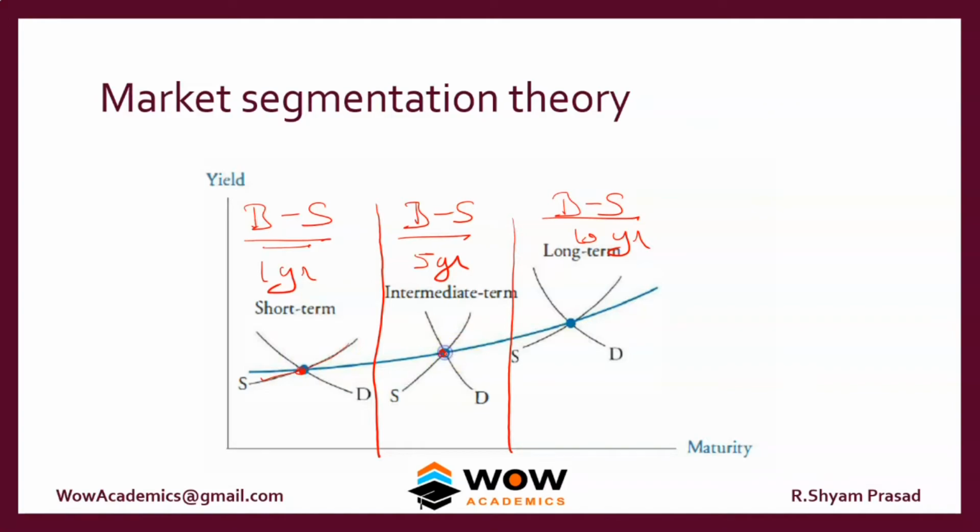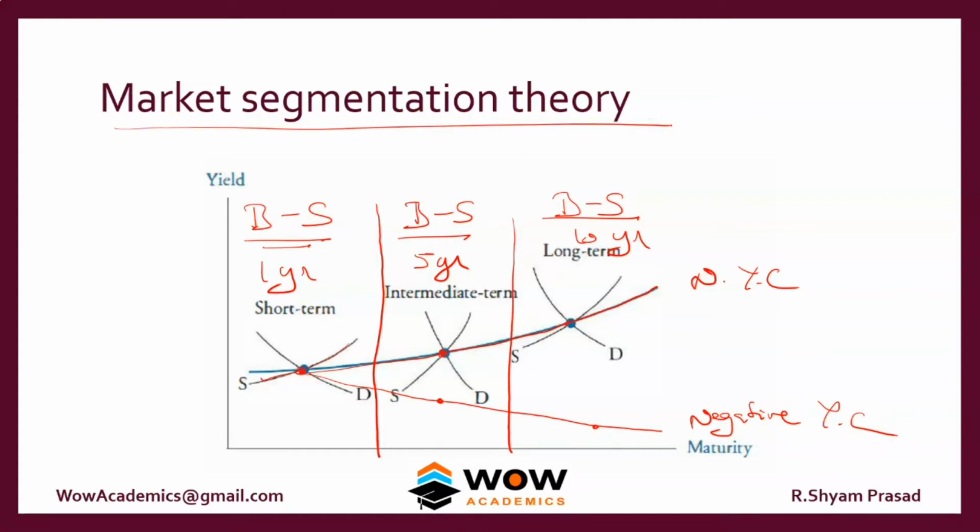Each of them determines a small point, but only when you add these points you get the normal yield curve. Assume the 5 year interest rate, the supply and demand is going to be pointed here and the 10-year loan is going to be pointed here. What would happen if you mark all the points? It comes to a negative yield curve. So again, market segmentation theory can explain any type of yield curve. It can explain a flat curve, an upward sloping, a downward sloping, or a humped yield curve.